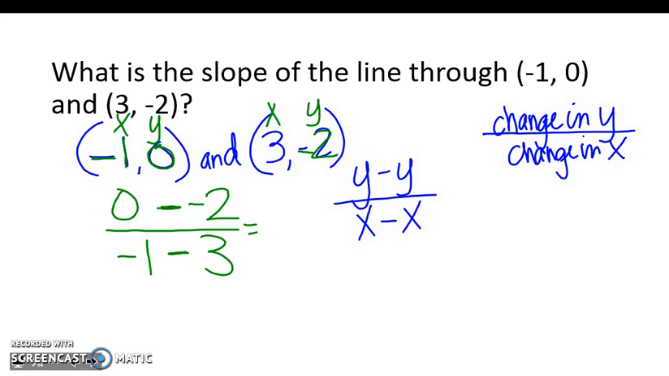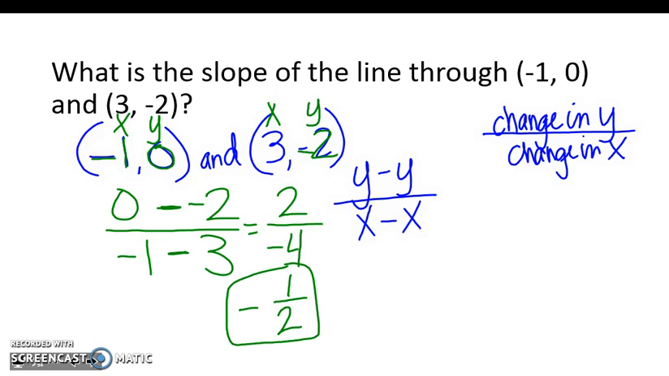So 0 minus a negative 2 is a positive 2. And negative 1 minus 3 is a negative 4. Now, the same rules still apply. If you can simplify it, now guys, it cannot be a mixed number. It can be improper, but it cannot be mixed. So 2 over negative 4 is the same thing as negative 1 over negative 2. So what that tells you about your line is that since it's negative, it's going to be going down and to the right. If I graph those 2 points, that's what our line would look like. And then I would go down 1 box and over 2 to get to every dot.